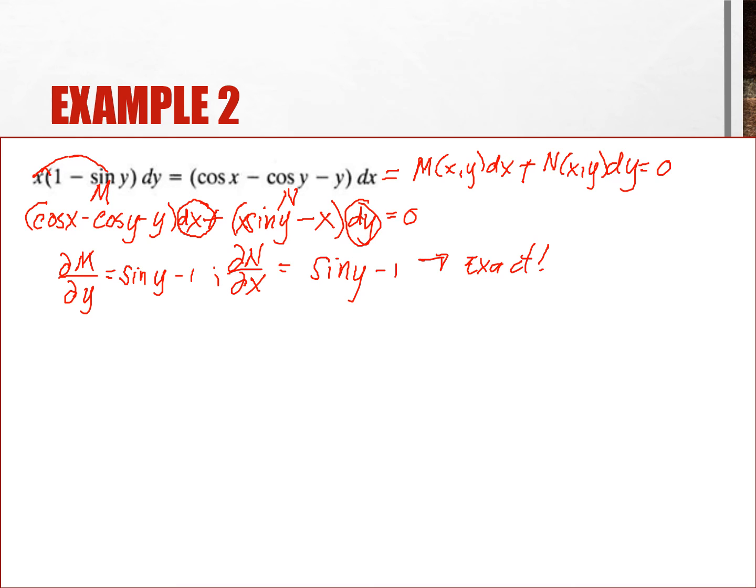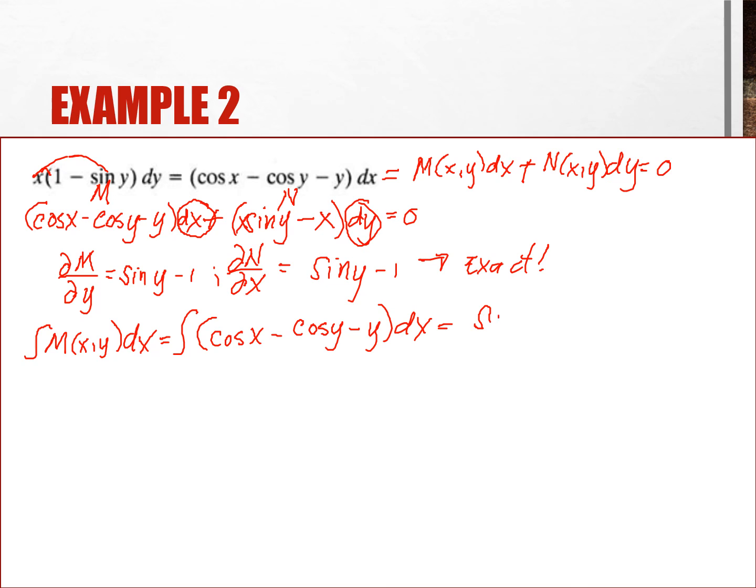Now we find the function. First we integrate M with respect to x. That is the integral of cosine x minus cosine y minus y x, which is just the integral of cosine x, so we have sine x. Also, this one is negative x cosine y minus x y.